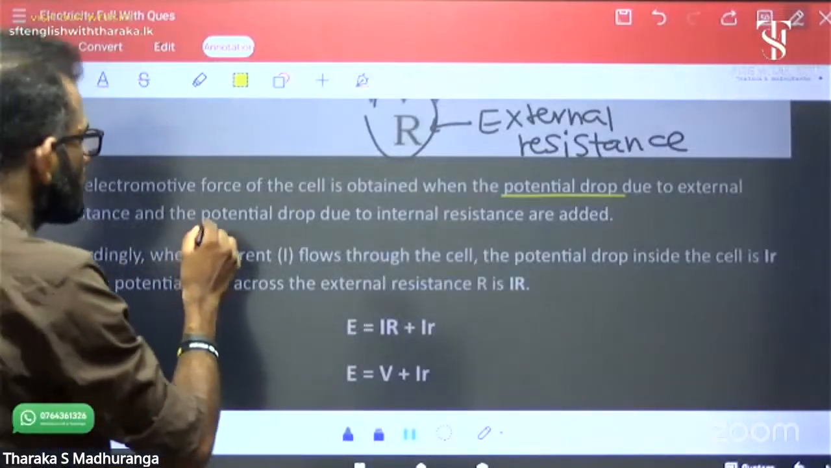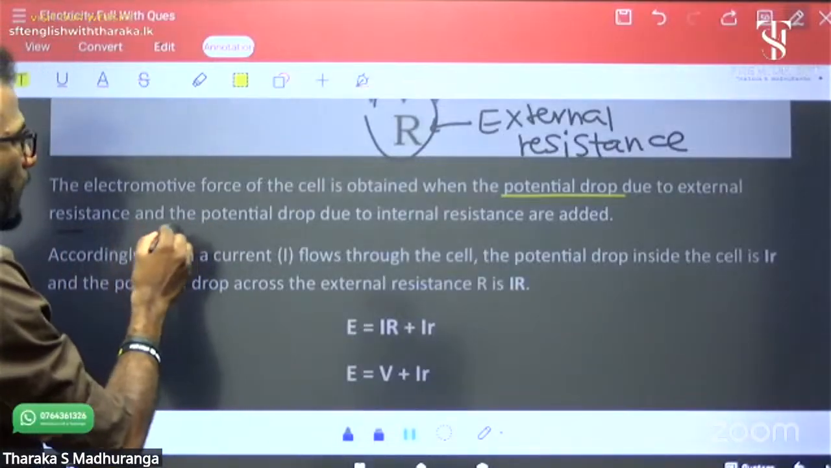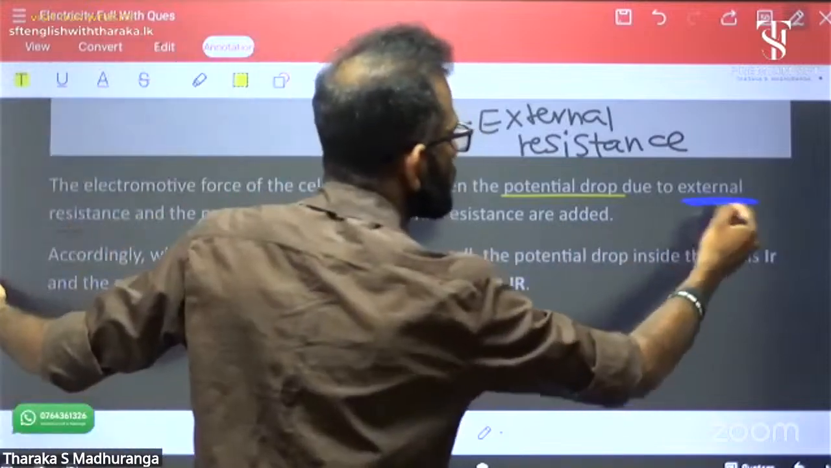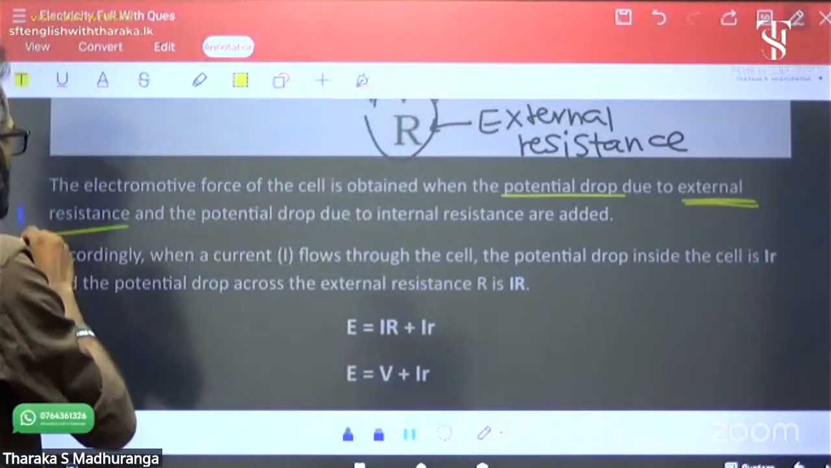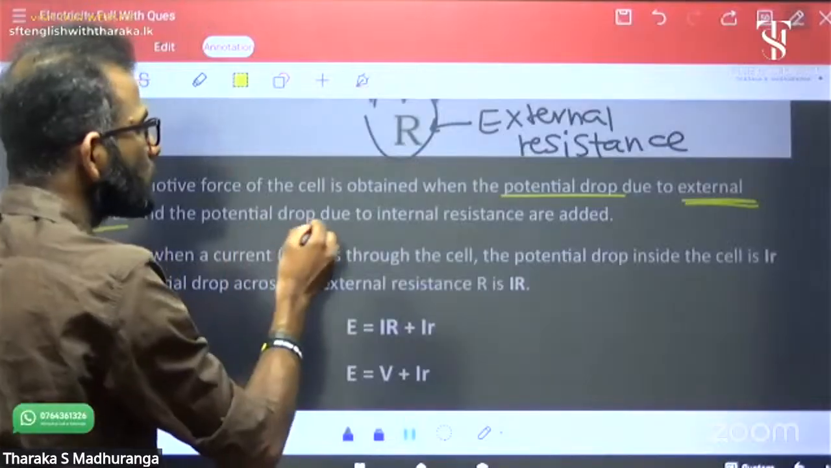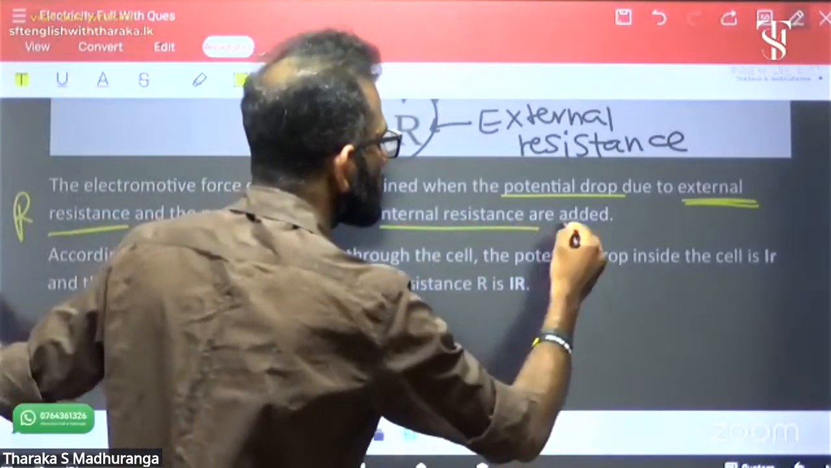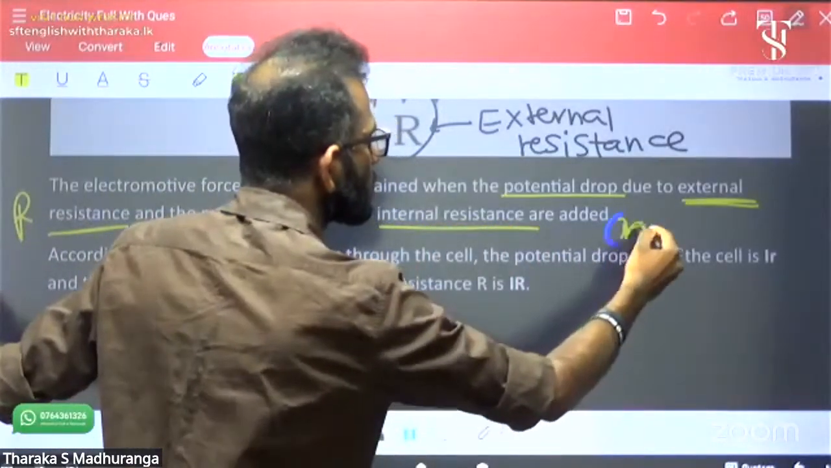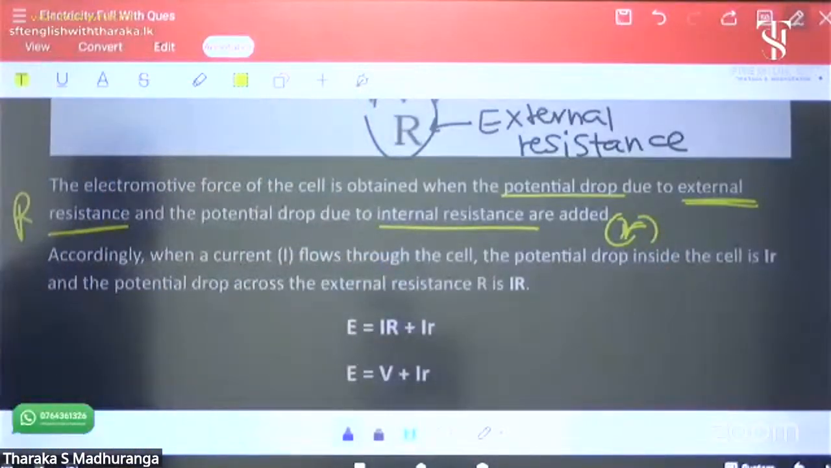The reasons are external resistance, that means capital R, and internal resistance, that means simple R. Okay, they are the reasons.